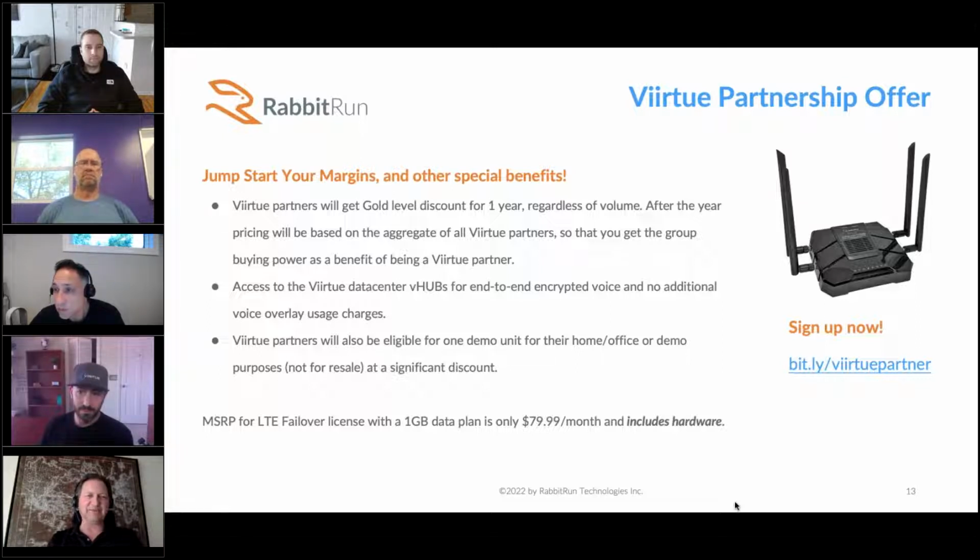And so today we're announcing this partnership, and with this partnership, we're stating here, jumpstart your margins, because any Viirtue partner that signs up with RabbitRun will immediately get the gold level discount for 1 year, regardless of volume. After 1 year, we're going to look at the aggregate volume and know where you'll fit. There are more tiers above that, and hopefully we'll see the aggregate volume of Viirtue get to that master tier and drive more margin and benefit.